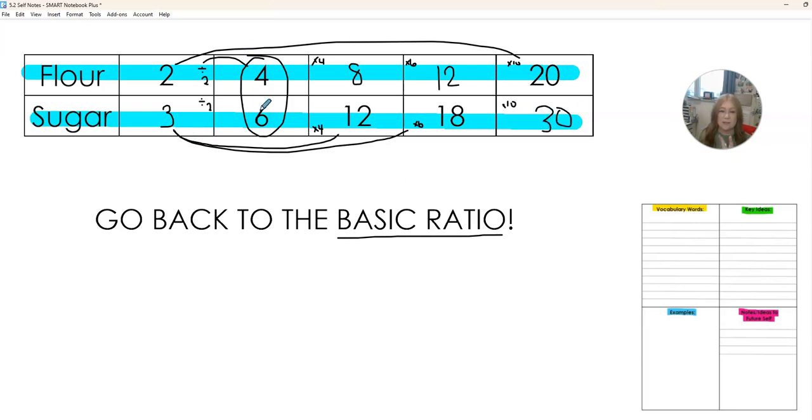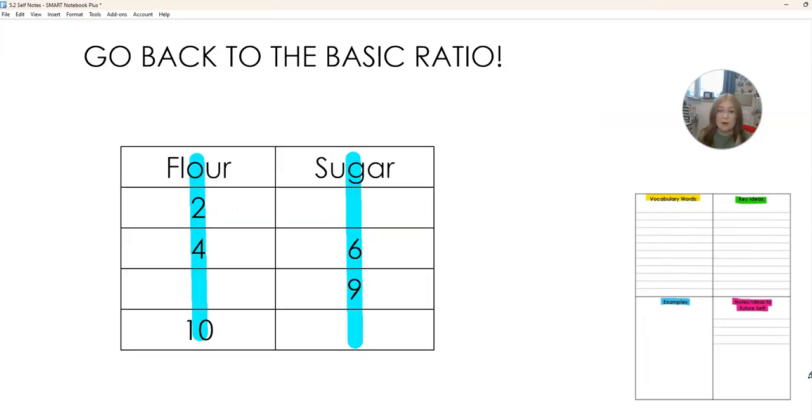So every time, once we started, we went back to the basic, and then we used that basic ratio to say, how do I get from here to here? And then do the same thing to the other side there. We can also write them up and down. So you can choose, do you like a sideways one or an up and down one? It's the same thing. So we're looking here, we know 4 and 6.